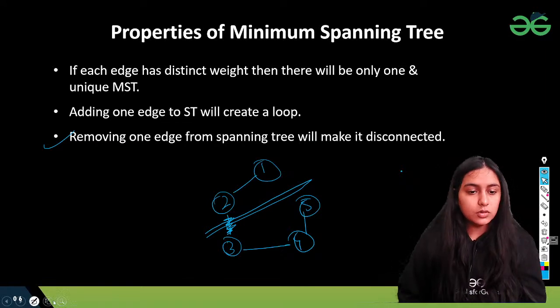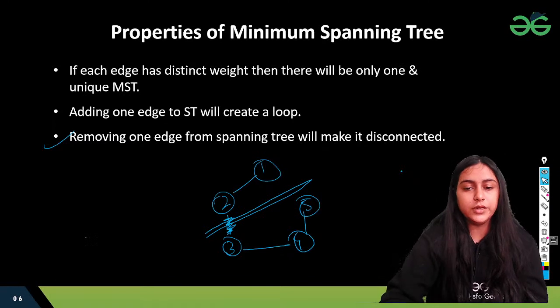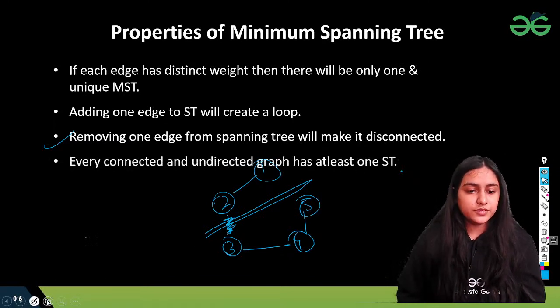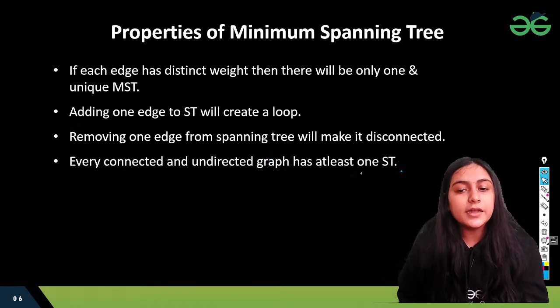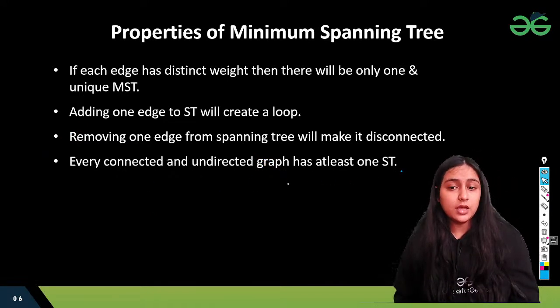ओके, कूल. लेट्स सी द नेक्स्ट पॉइंट. So before seeing the next point, let me erase everything from the screen. Every connected and direct graph have at least one ST spanning tree.